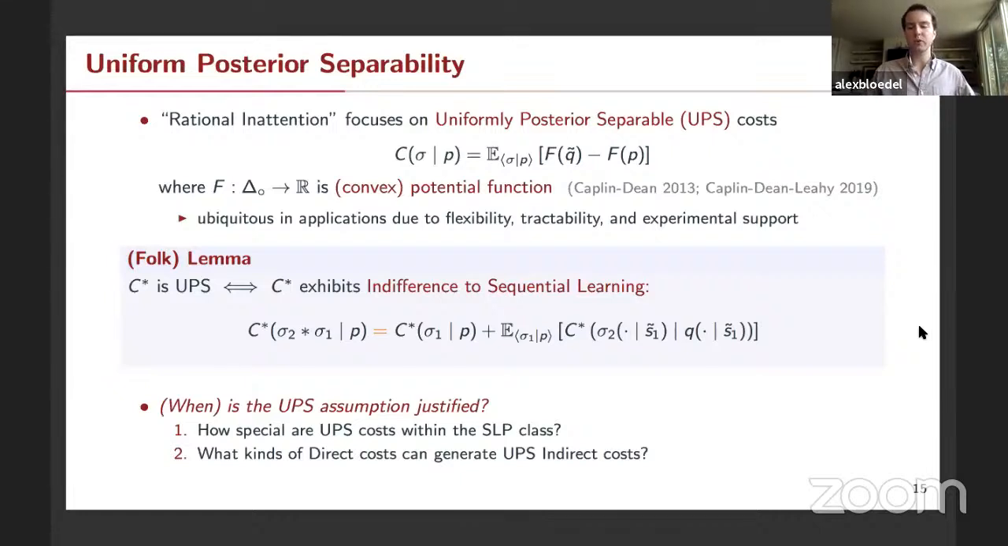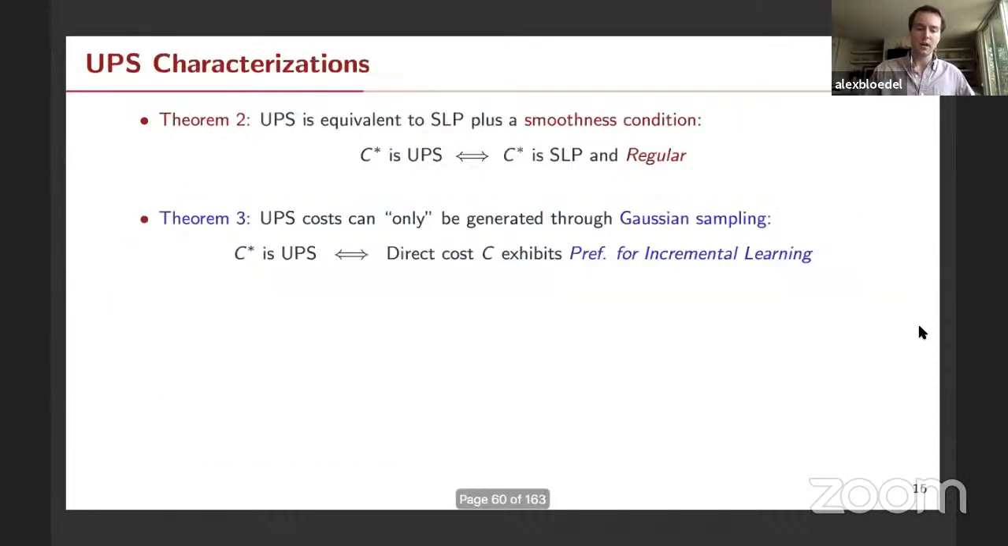The questions that we're interested in are, when is the UPS assumption justified? In particular, how special are the UPS costs within the larger SLP class? And second, what kinds of direct costs could generate a UPS indirect cost? So our 2 theorems speak to these 2 questions respectively.